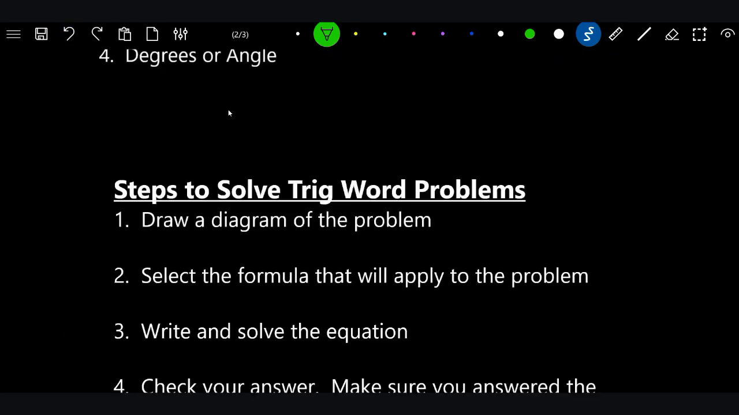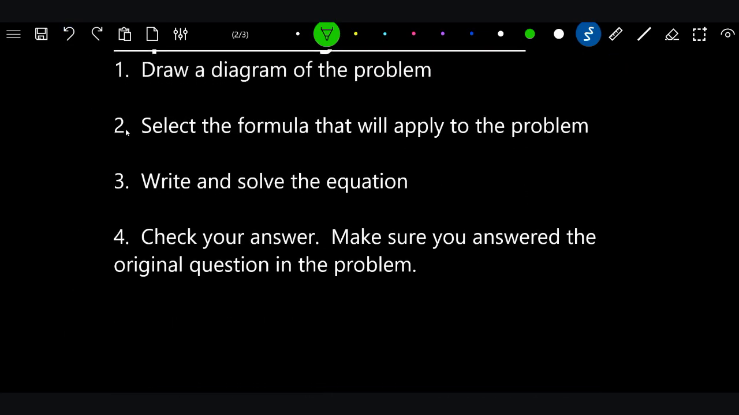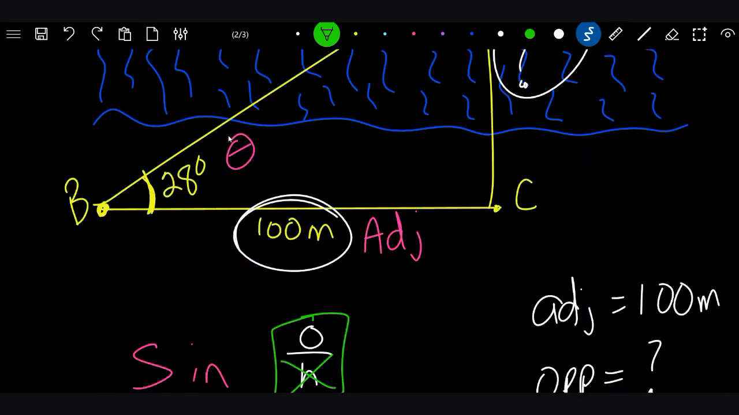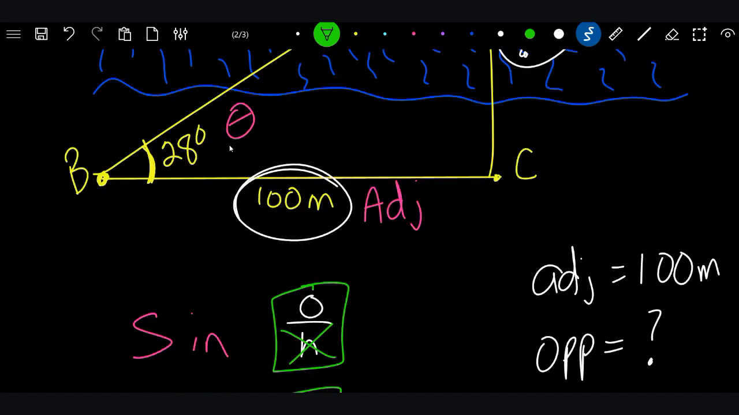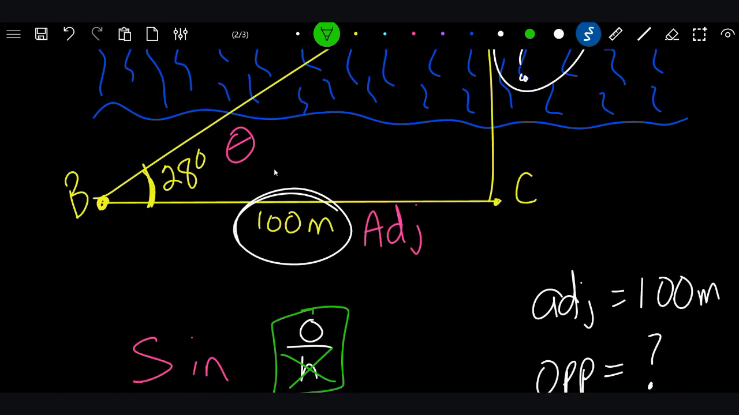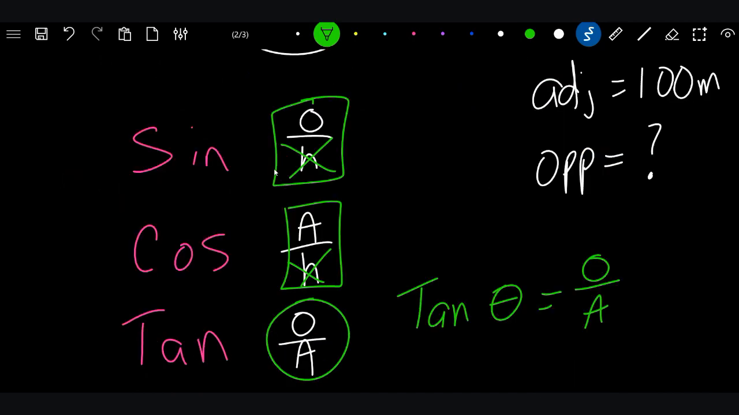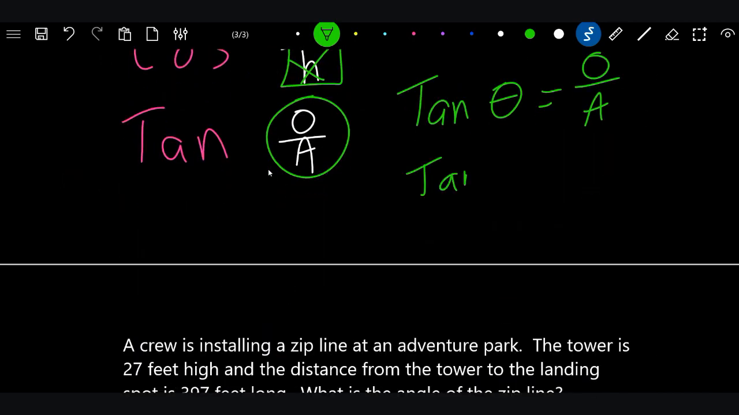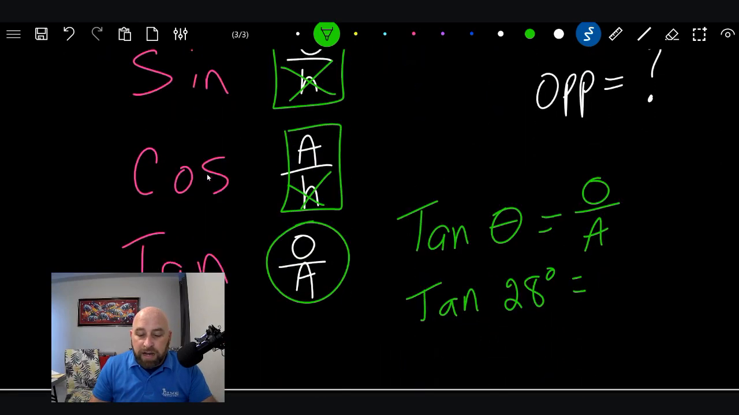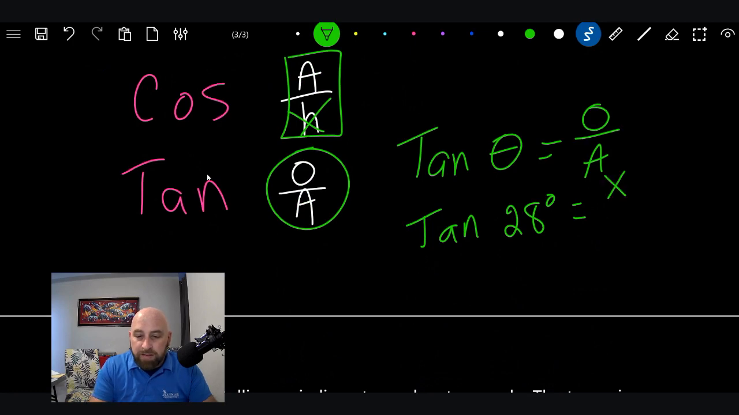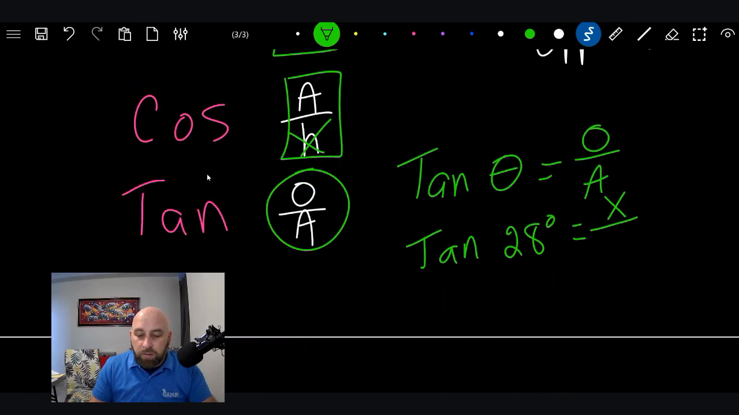So here's what we need to do. Now we need to go on to our next one, step 3. Write and solve the equation. So what's our equation for tangent? Tangent of theta equals opposite over adjacent. Now let's plug into that. What's our theta? Well, our theta is 28 degrees. So tangent of 28 degrees equals opposite over adjacent. Opposite is our x. Adjacent is our 100 meters.